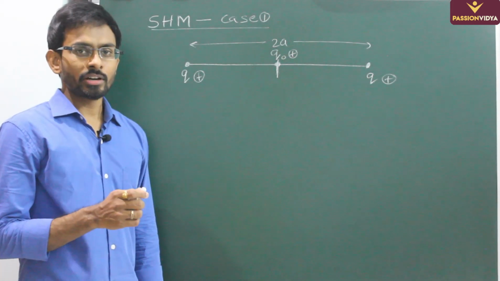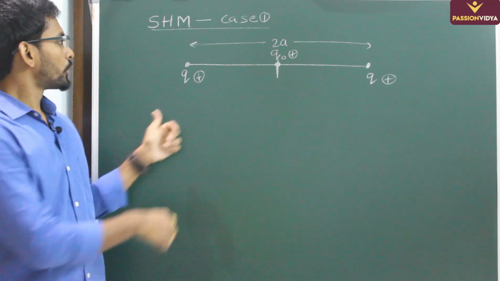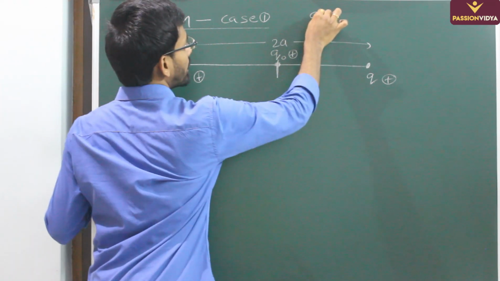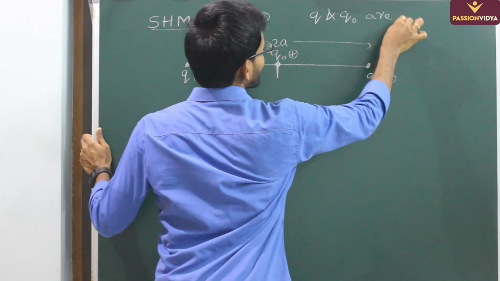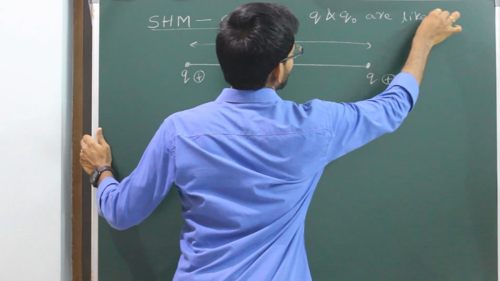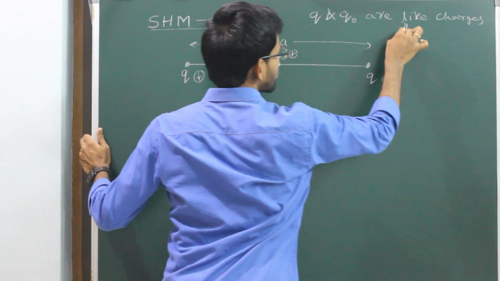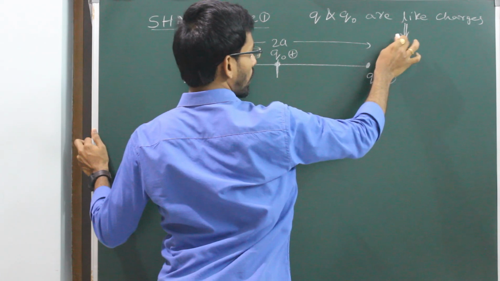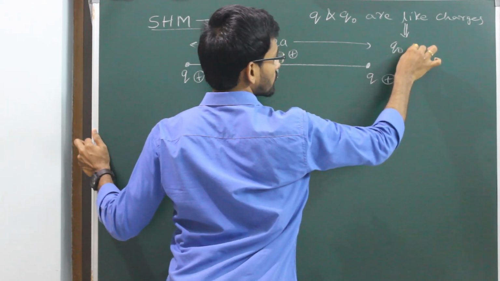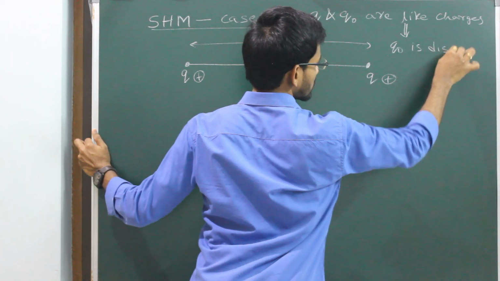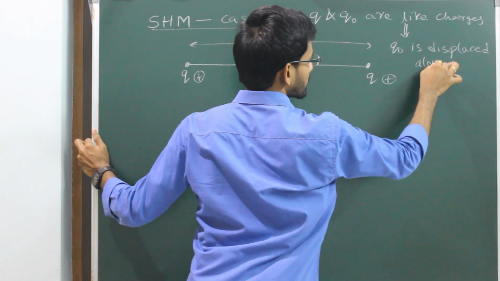So now let us consider the first situation of stable equilibrium, that is when q and q naught are like charges, and q naught is displaced along the line joining.